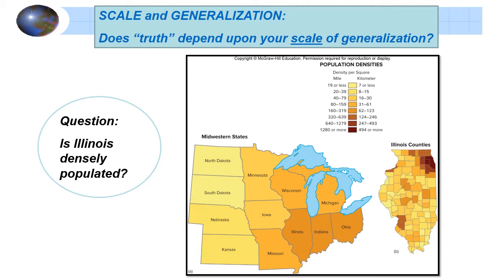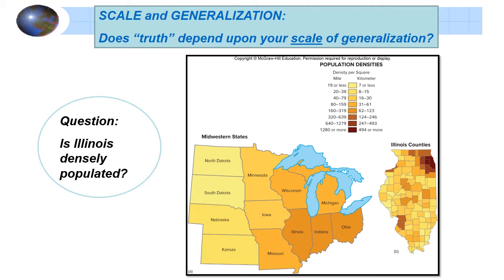Let's take a look at this map from your textbook, and I'll pose this question. It's not a very exciting question, but it's one that I think is fairly straightforward, and you could see an answer to it. All right, well, let's see. How about this question? Is Illinois densely populated? The state of Illinois, is it densely populated? That seems like that should be a pretty easy question to answer. It either is or it isn't, right?